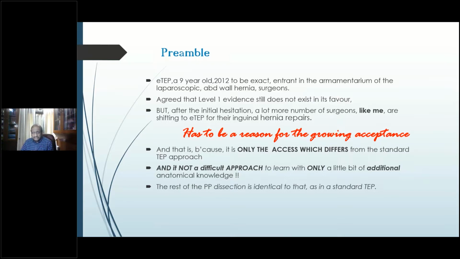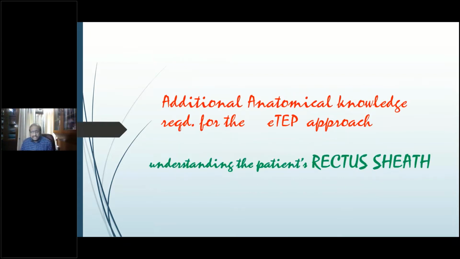But there has to be a reason for the growing acceptance, and that is because it's only the access which differs from the standard TEP approach. It's not a difficult approach to learn, with only a little bit of additional anatomical knowledge. The rest of the preperitoneal dissection is identical to a standard TEP repair. So what is this additional anatomical knowledge required for the eTEP approach?